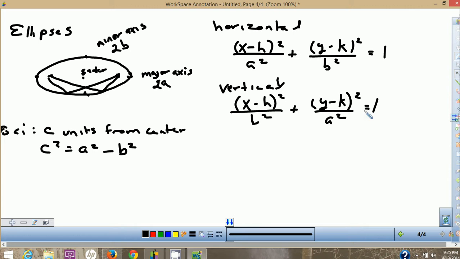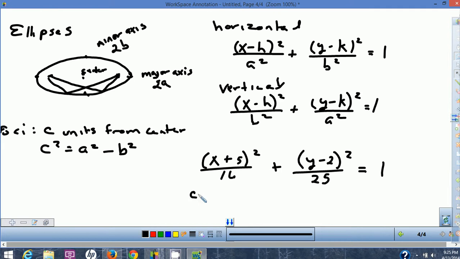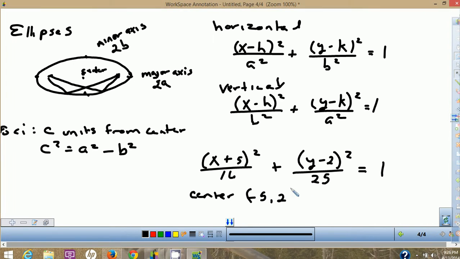But right now, let's just look at one simple problem and see what we can find out. (x plus 5) squared over 16 plus (y minus 2) squared over 25 is equal to 1. So I've got a question. What's the center of this ellipse? Well, that's pretty easy to find. We simply have to look at our equation. Our center is at negative 5, 2. So we got that. That's simply h and k.